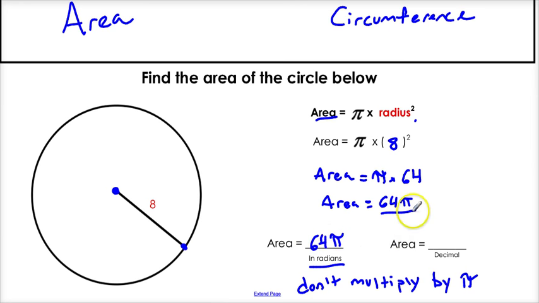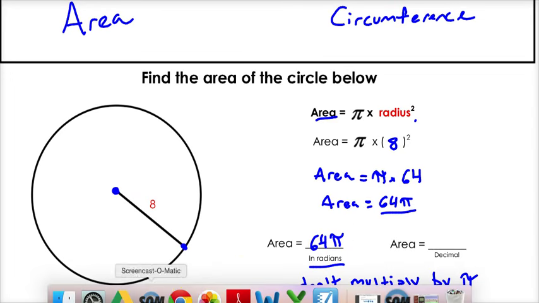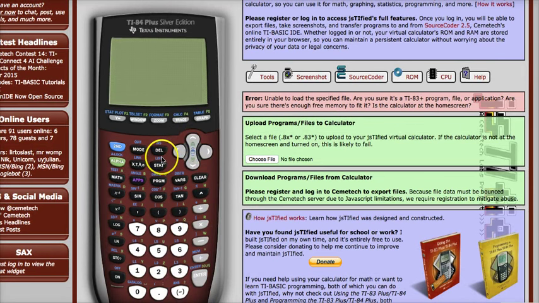Now if I want to get this as a decimal, what I need to do is now multiply this by pi. So we'll put it in the calculator. So I'll show you how to put this in the calculator. Here's my calculator, and you would just do 64, and the pi is right here. Okay, so what you're going to do is second this and press enter. And what you see here is we get 201.0619. Now, we're just going to be doing this to the hundredth, so let's write this down. 201.061.